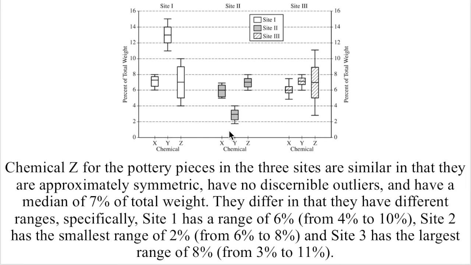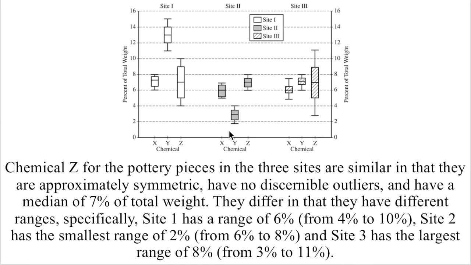For chemical Z in all three sites, the shape is approximately symmetric and there appears to be no discernible outliers. The median for chemical Z in all three sites is about 7% of total weight of the piece of pottery. Finally, the range of chemical Z in Site 1 is 6%, ranging from 4% to 10%. In Site 2, it's 2%, ranging from 6% to 8%. And in Site 3, it is 8%, ranging from 3% to 11%.